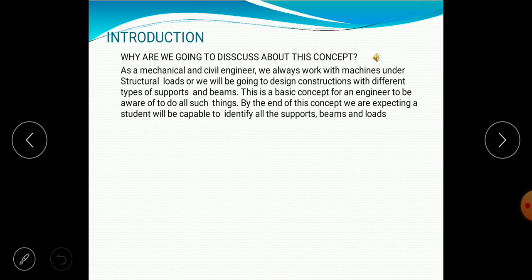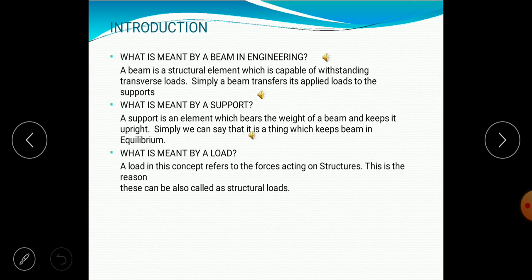As a mechanical and civil engineer, we always work with machines under structural loads, or we bring to design constructions with different types of supports and beams. This is a basic concept for an engineer to be aware of. By the end of this concept, a student must be capable of identifying all the supports, beams, and loads. That's what we are expecting from this course, especially from today's session. So let us go into the introduction.